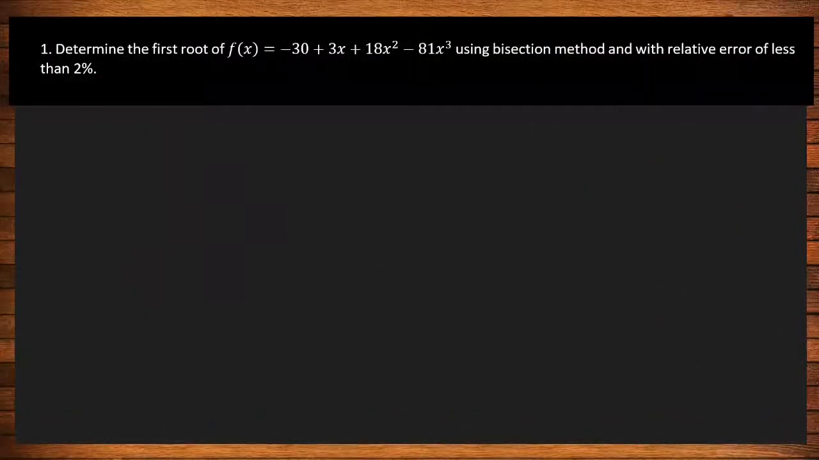So let's take a look at this example here. Determine the first root of f of x equal to negative 30 plus 3x plus 18x squared minus 81x cubed using bisection method and with relative error of less than 2%. So again, usually what you do here is simply shift solve. Okay? But what if your calculator has no shift solve? Okay. So again, it is also important that you know how to solve this numerically.